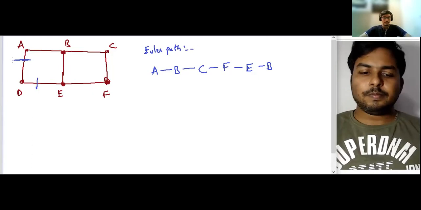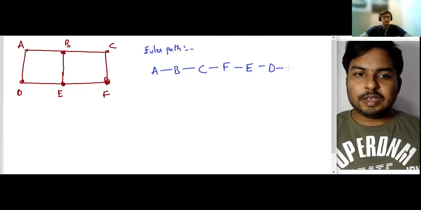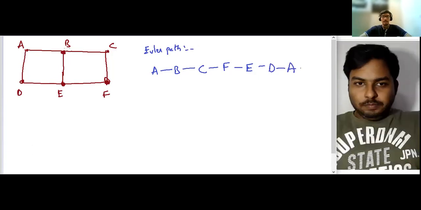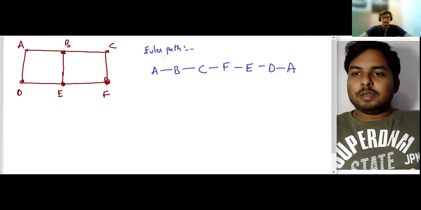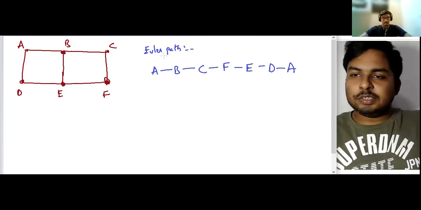Okay? If I go from E to D, then I can go to A. And then E to B is remaining. E to B is left out. But understand that doesn't mean that the Euler path doesn't exist for this graph.